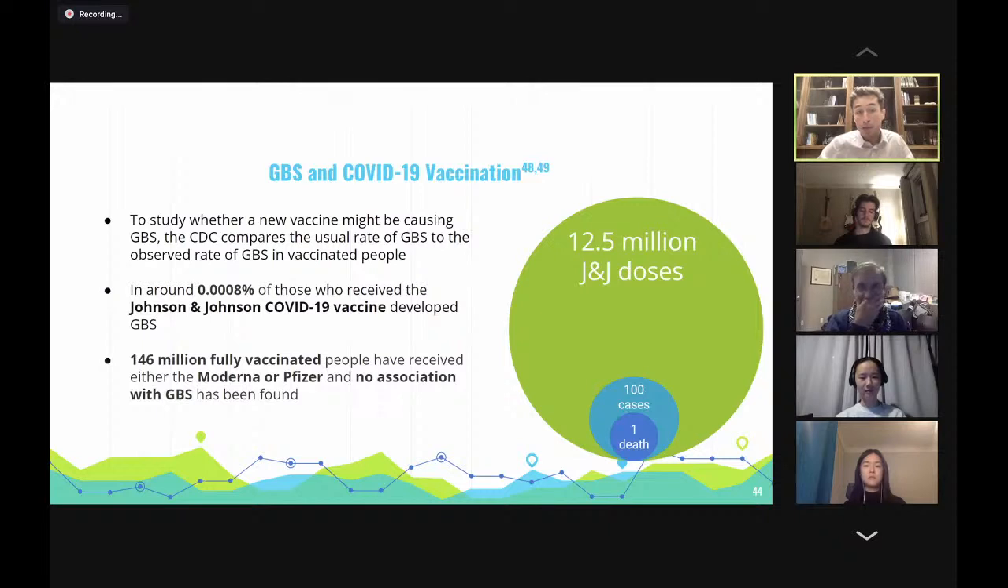Now, with Moderna and Pfizer, no association with GBS has been found. As you can see, 146 million have been fully vaccinated with both of these vaccines. We have a fairly large sample size, and no association has been found. And even with the J&J vaccine, it's fairly low, close to the base rate that we discussed a couple of slides back.